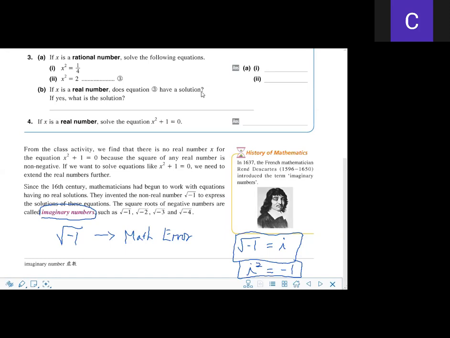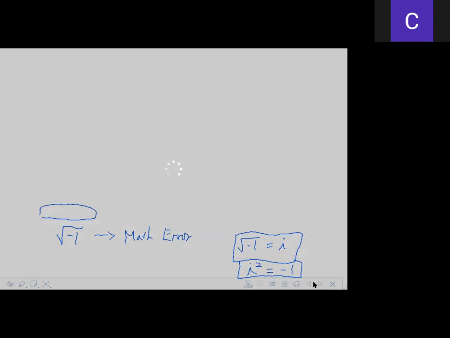If you use the calculator, you'll get math error. But I will teach you how to use the calculator to calculate this type of number in the next section. In this section, we just need to remember these two things. Square root of -1 is changed to I. And when we have I squared, we will change to -1. Okay, so let's go to the next page.